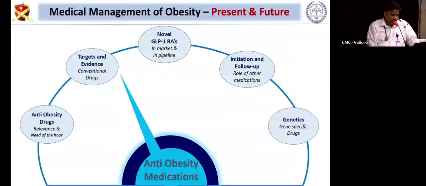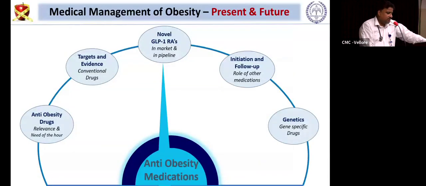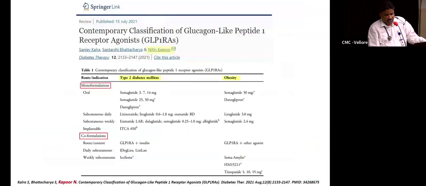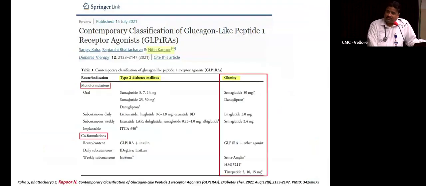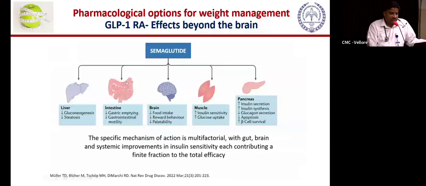So let's talk about these novel GLP-1 RAs. Most of these GLP-1 RAs were initially studied for diabetes, but then they saw that in these diabetes trials, there was a good amount of weight loss. So they started looking at these drugs for obesity management. So how do they work?